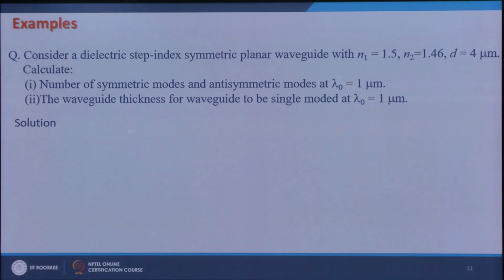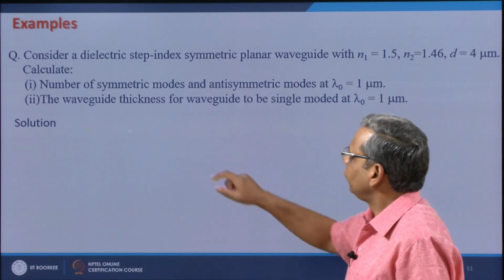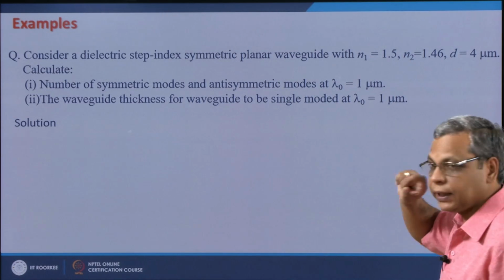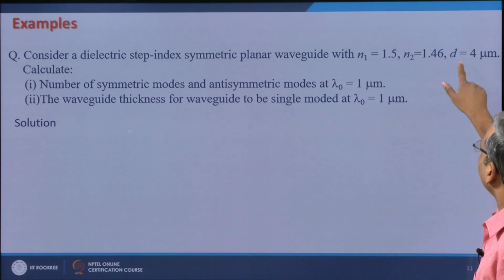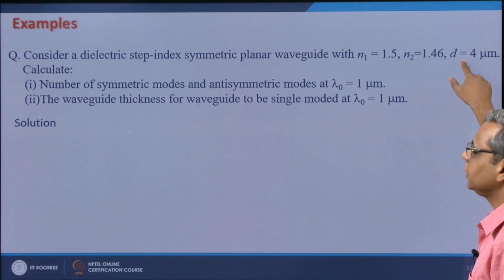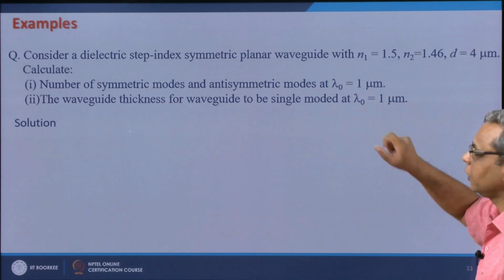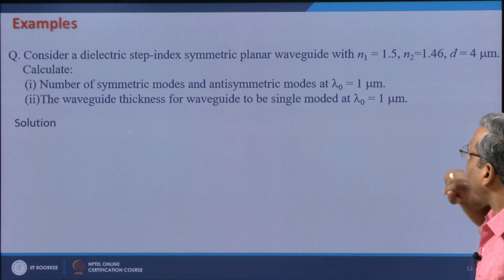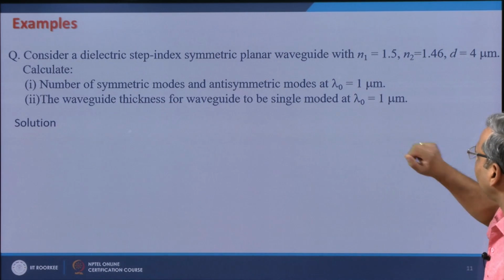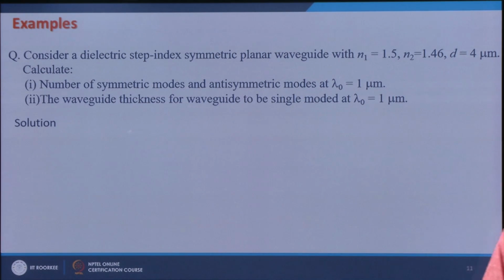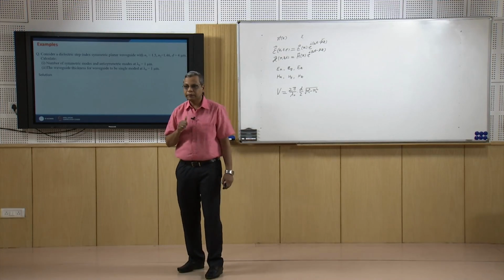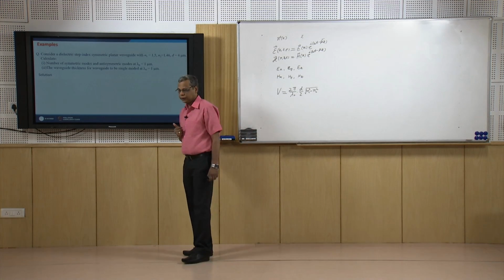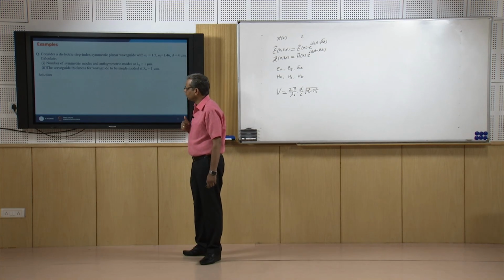Let us do the second part. Okay. Waveguide thickness for waveguide to be single moded. We had seen that if the waveguide thickness is 4 micrometer, then at lambda is equal to 1 micrometer, the waveguide supported 3 modes. Now, if I still want to operate at lambda naught is equal to 1 micrometer and want my waveguide to be single moded, then what should be the value of d?